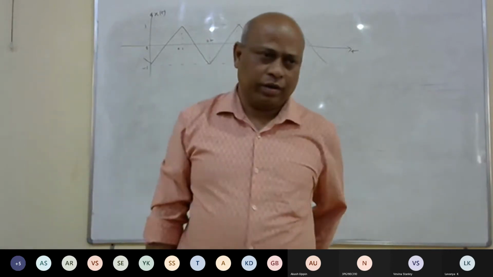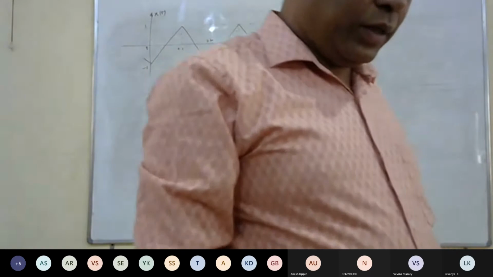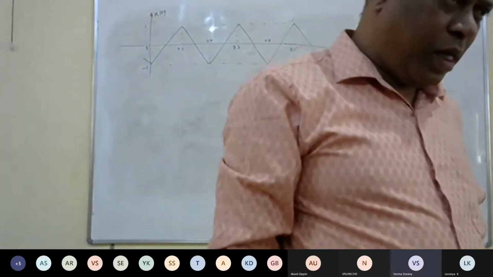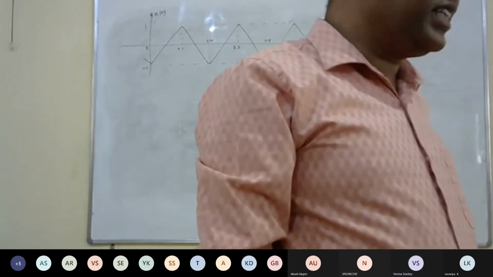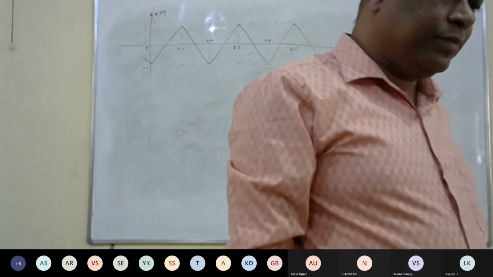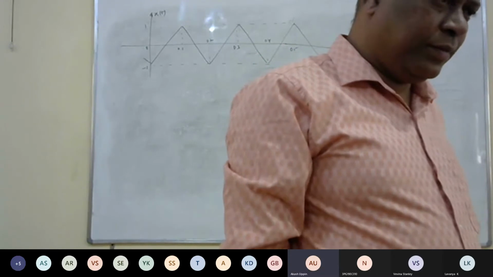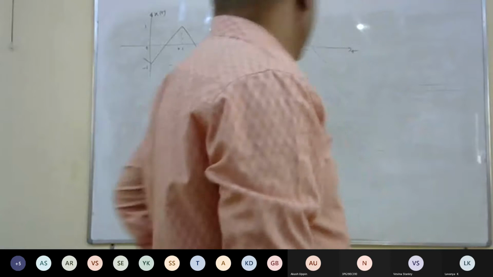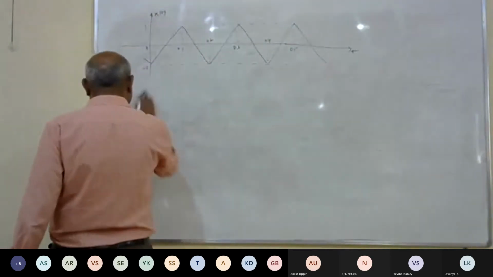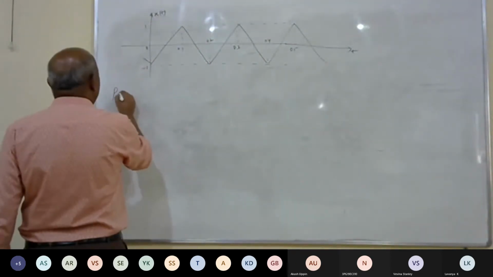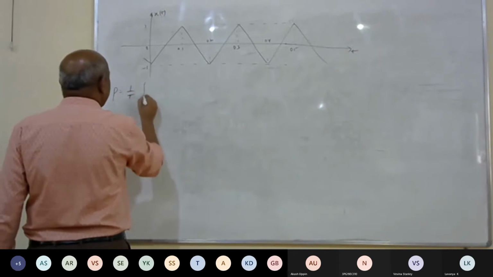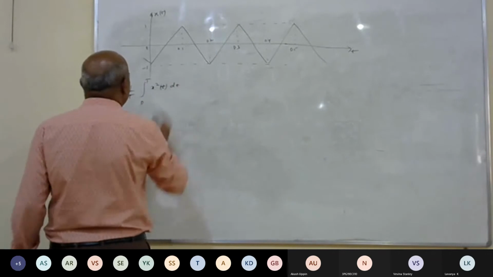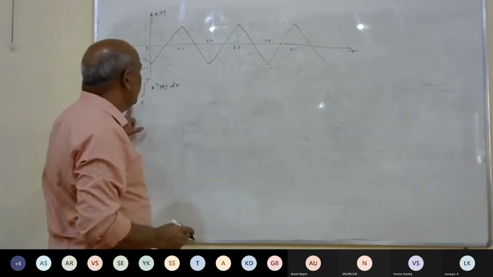Is it periodic or non-periodic? Periodic, sir. Then is it an energy signal or a power signal? Power. It's a power signal, because all periodic signals are power signals. We should find out its average power. Average power is given by 1 by T, integration of 0 to T, x square of t dt. What is the fundamental period here?